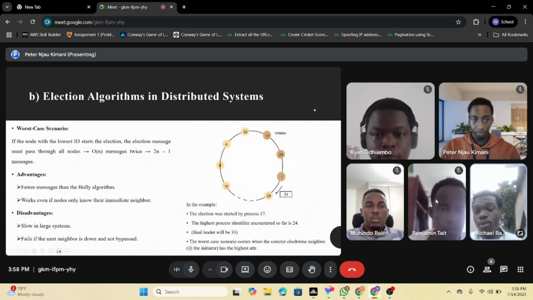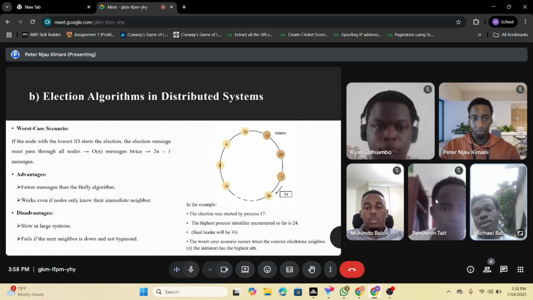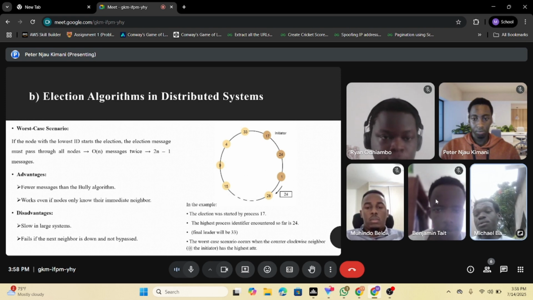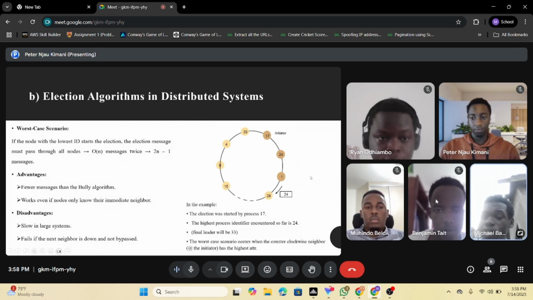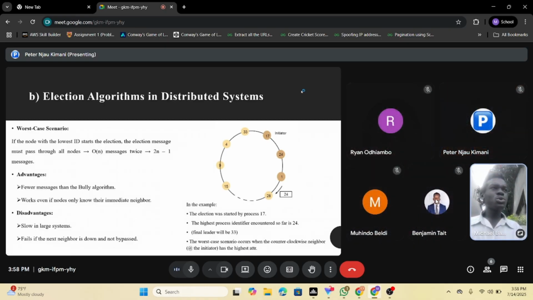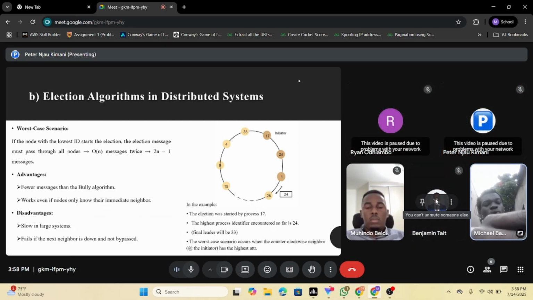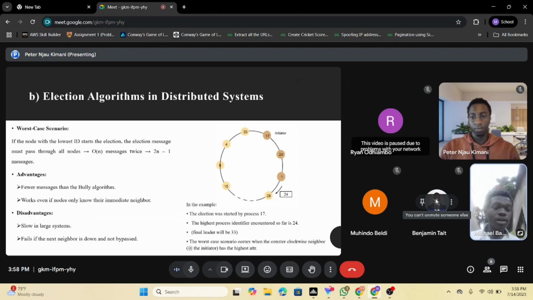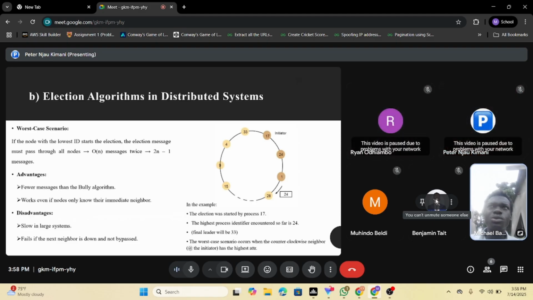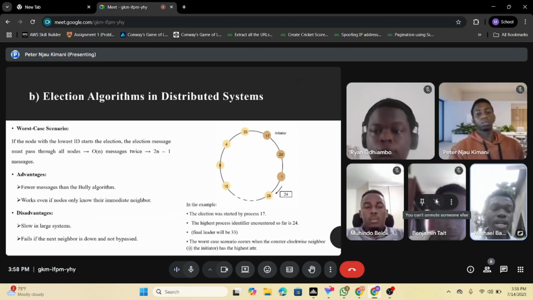Next, please. Now let's look, how does this worst scenario come in? If the node with the lowest ID starts the election, the message must pass through all nodes, messages twice. Yeah, so you can see that. So what are the advantages? It has fewer messages than the Bully algorithm. Now remember, in the Bully algorithm, you had to know all the higher and all the lower. Yeah, but in this case, you don't have to do so. You just need to know your neighbor. As long as you know your neighbor, then you're good to go. It works even if nodes only know the immediate neighbor, yeah, just as I've said before.